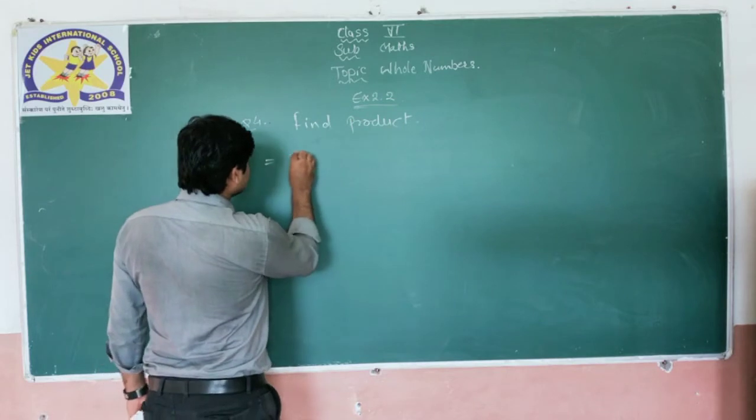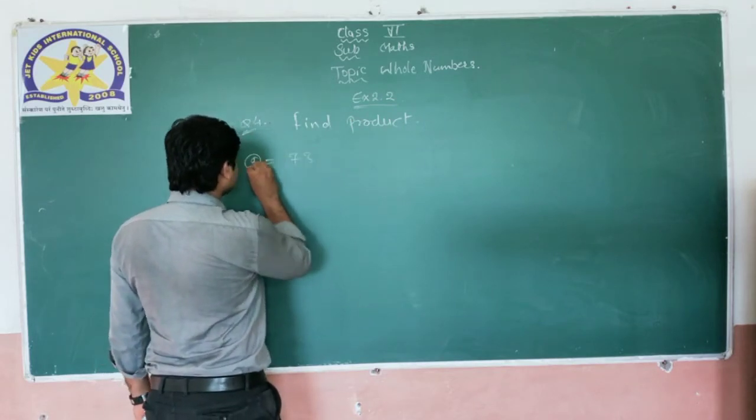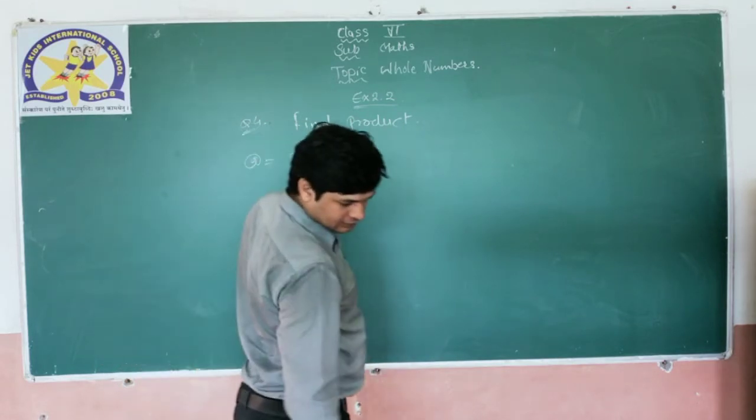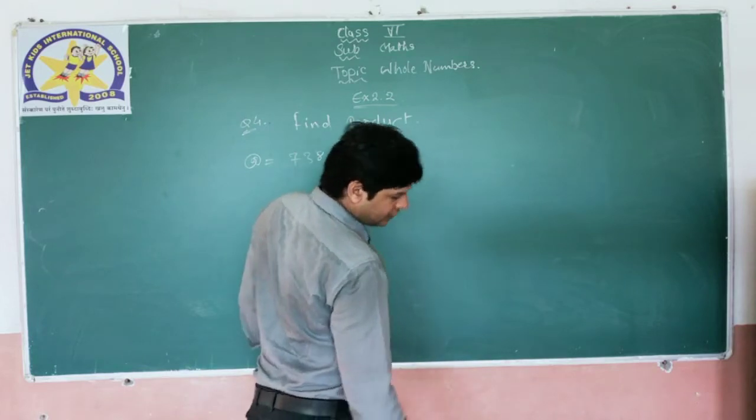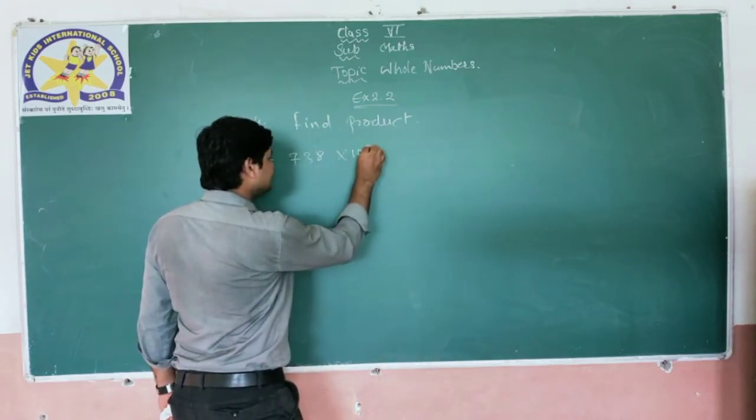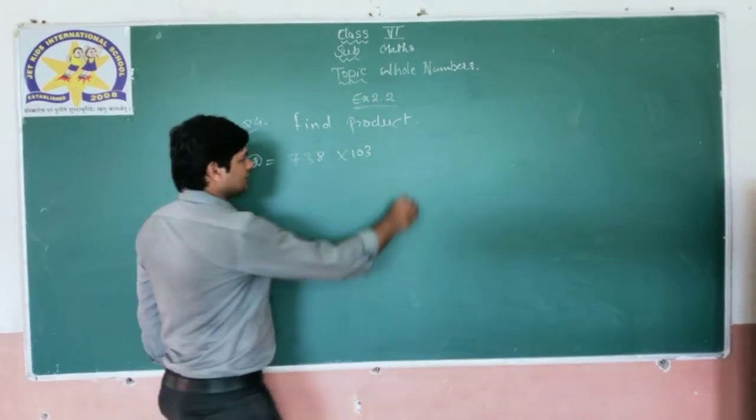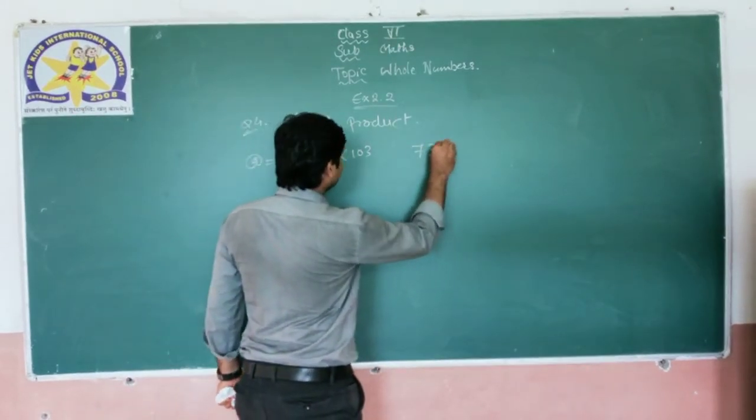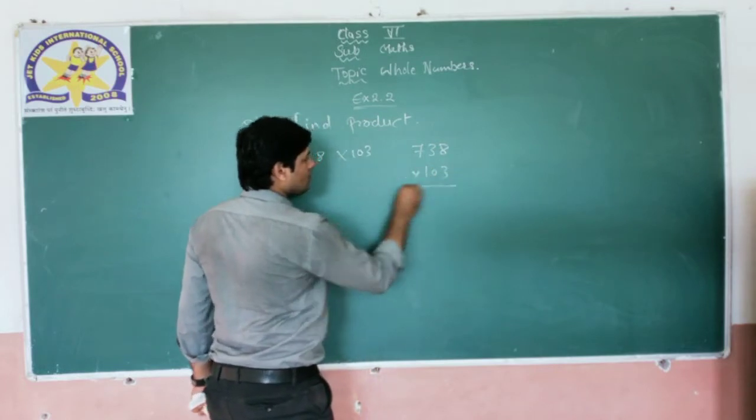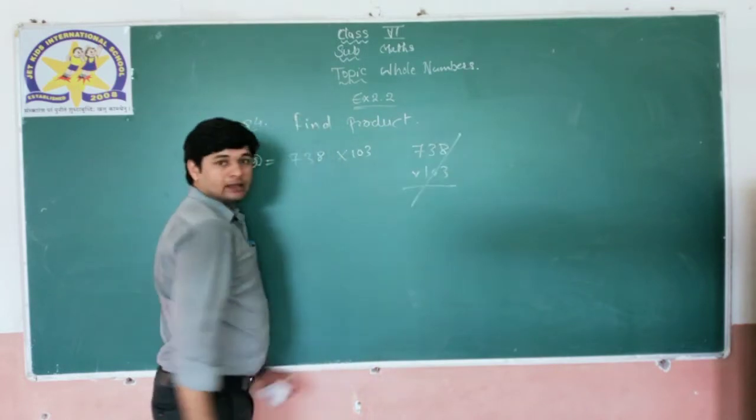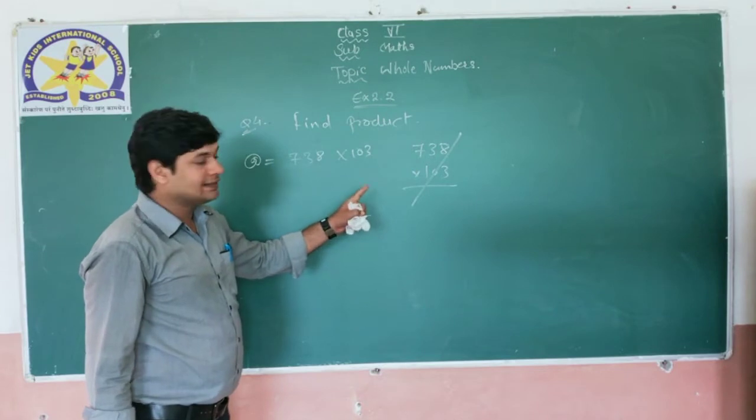See, 738 multiplied by 103. Clear? See, if you multiply it directly like this, it will be wrong. This answer won't be considered as a correct answer.